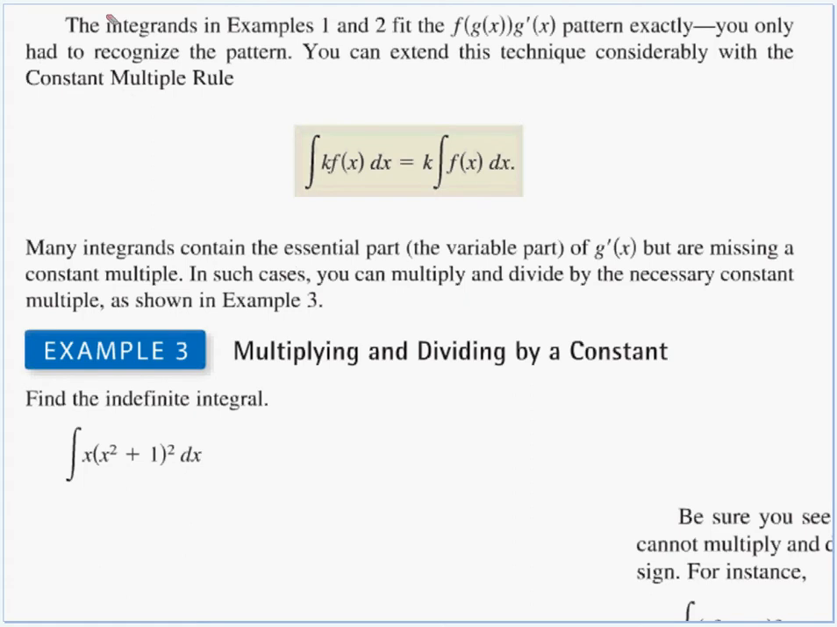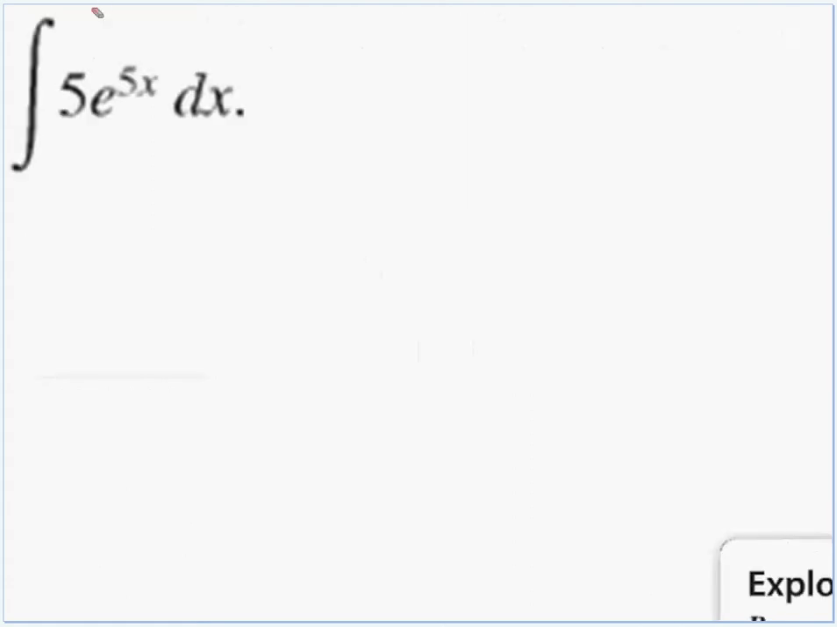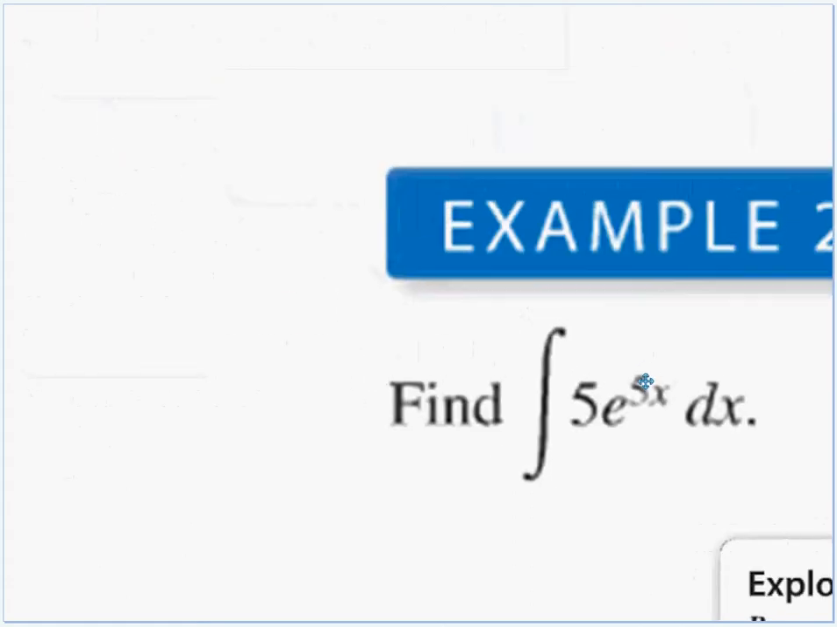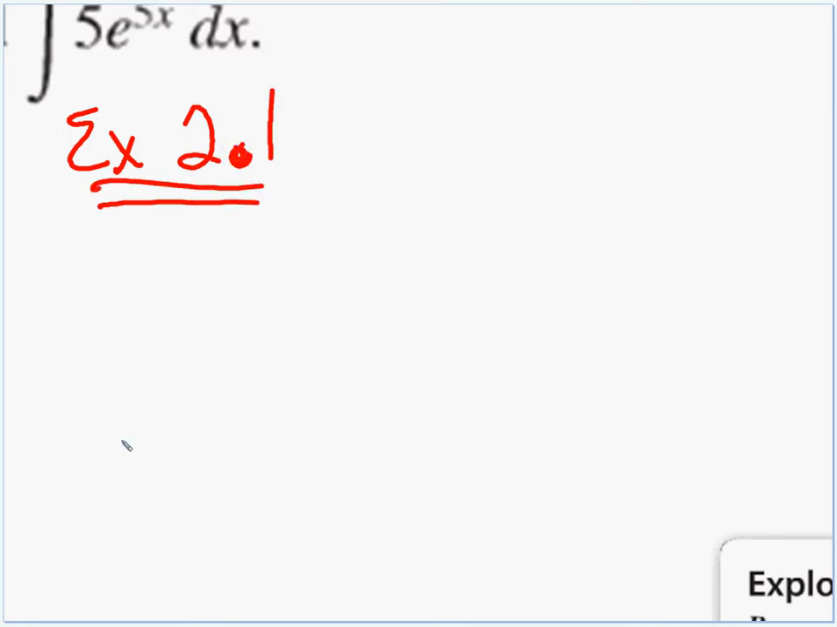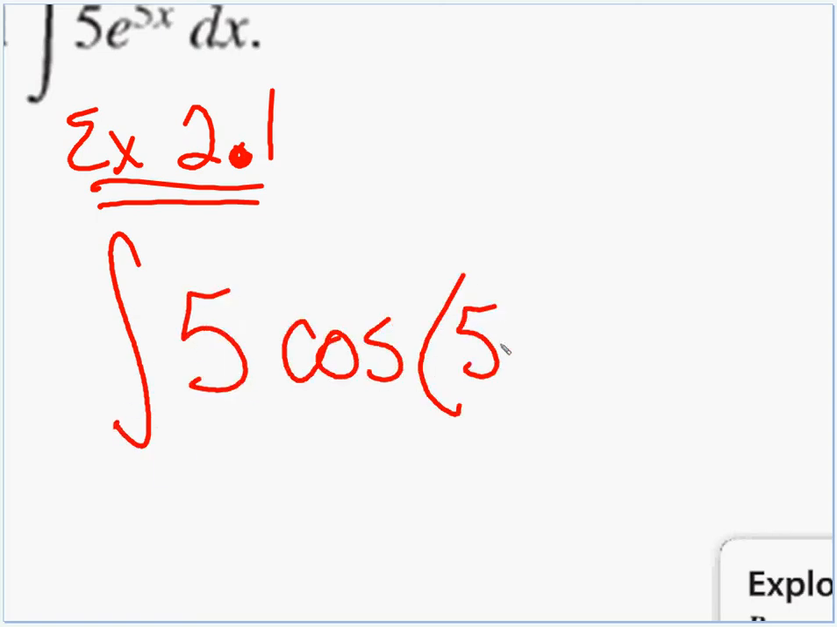Now, I'm looking in my old notes. Let me throw another one in here. That was example 2. And this won't be in your notes, but maybe you have a little room to write it off to the side. Call this example 2.1. I just want to throw a trig function one in here. So I want to anti-derive 5 cosine of 5x dx.